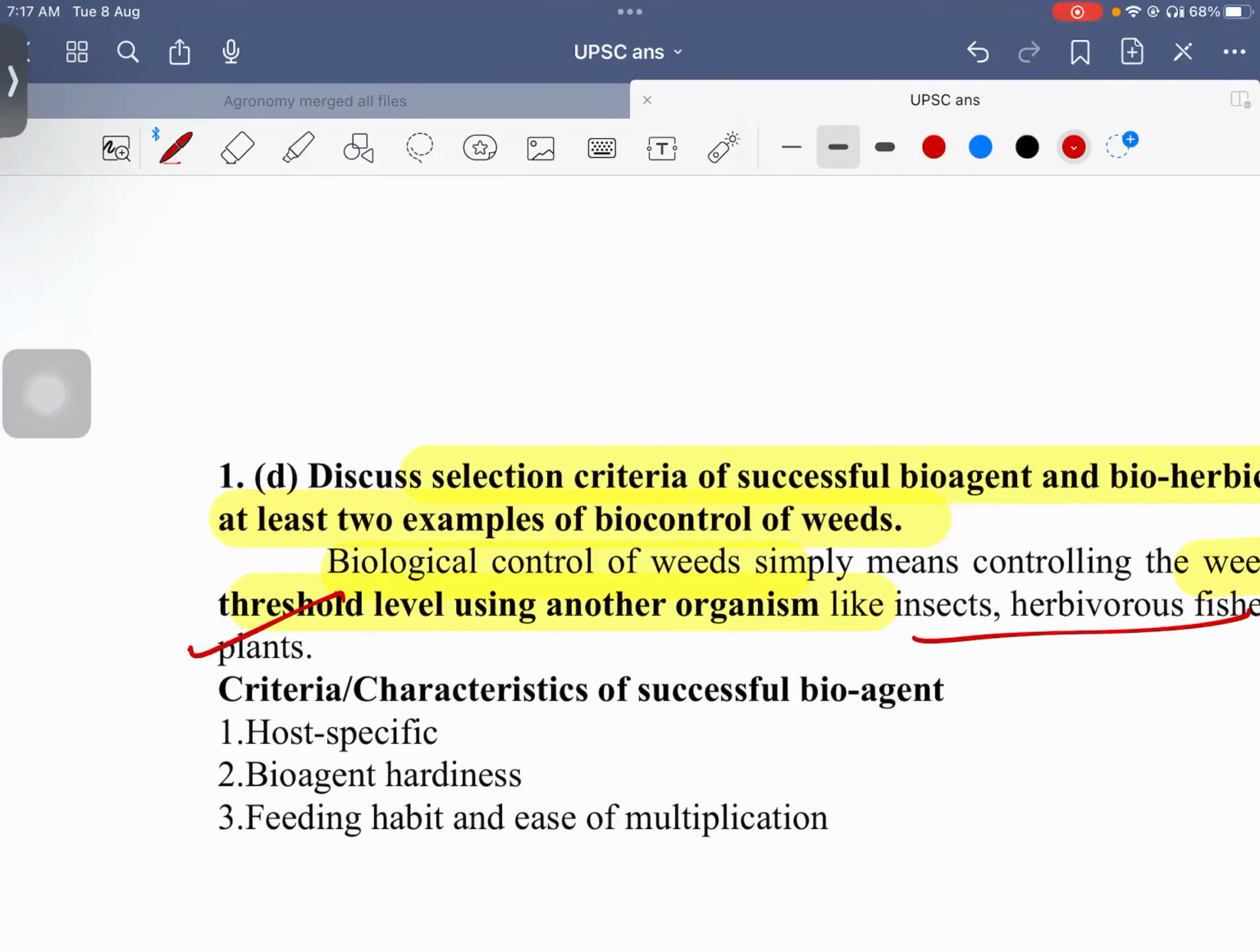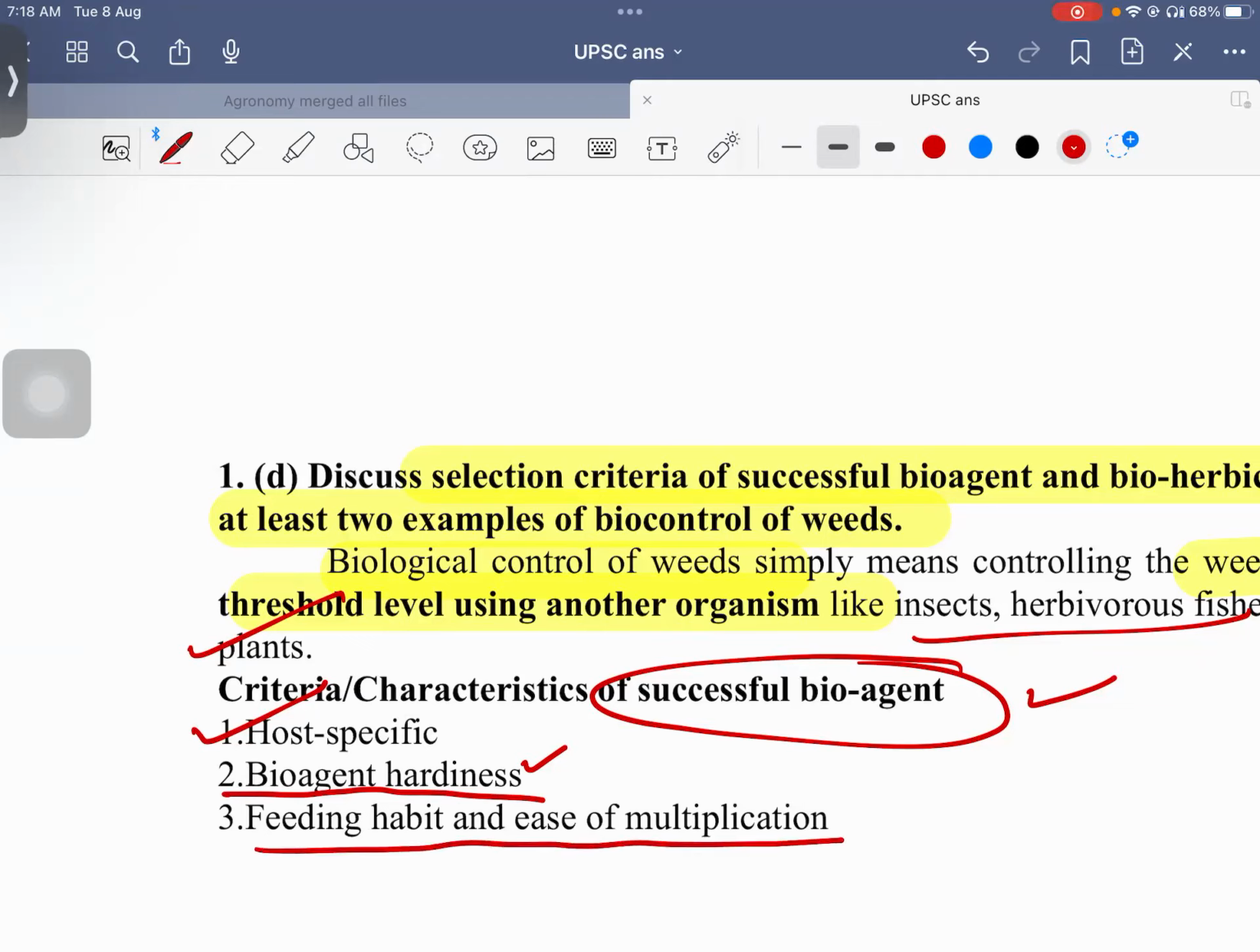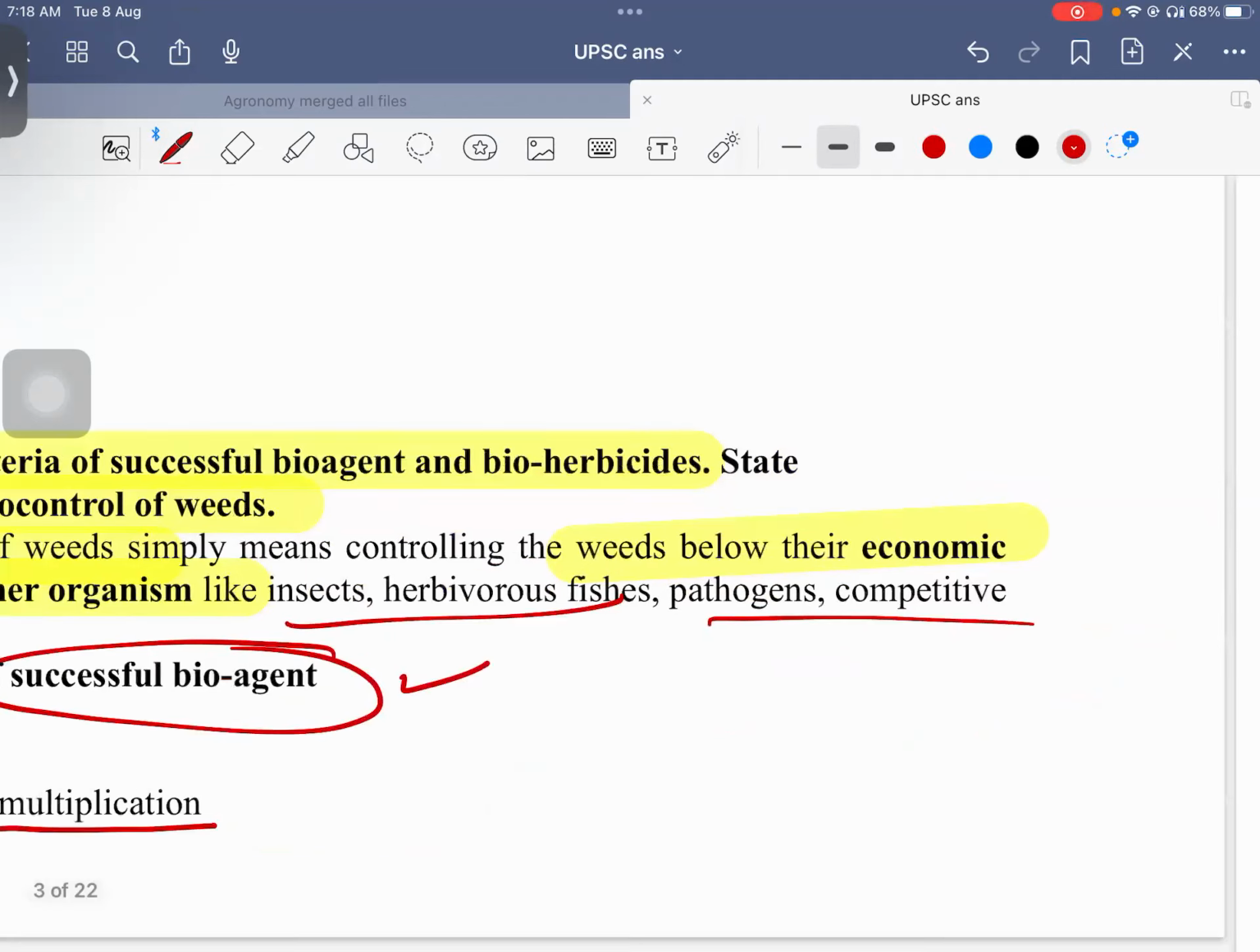So what are the characteristics of a successful bioagent? It should be host specific, meaning it should attack only that host. It cannot attack some other related species. And bioagent hardiness: the bioagent which you are using should be hardy, not easily dispersed or easily dying off. Okay, it should also be hardy. And regarding feeding habit and ease of multiplication, it should be easily multiplied, so that it can be distributed in the area and utilized.